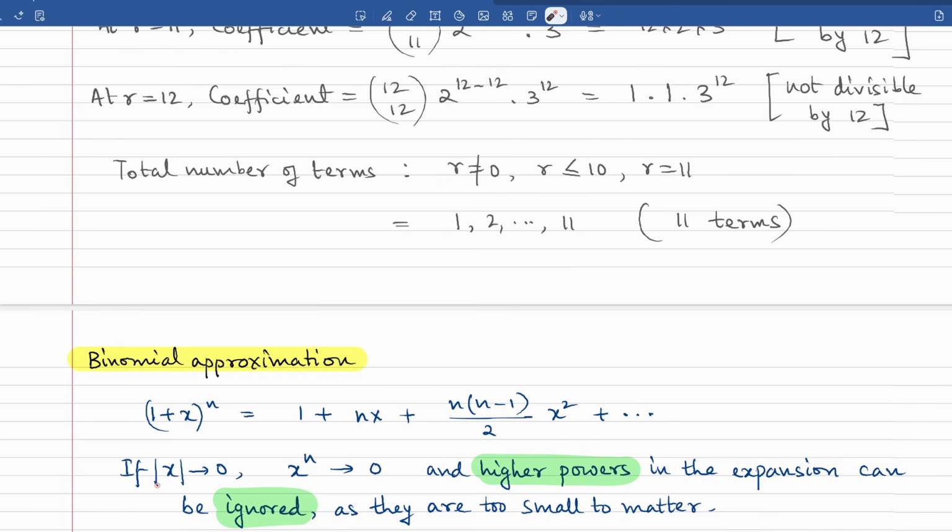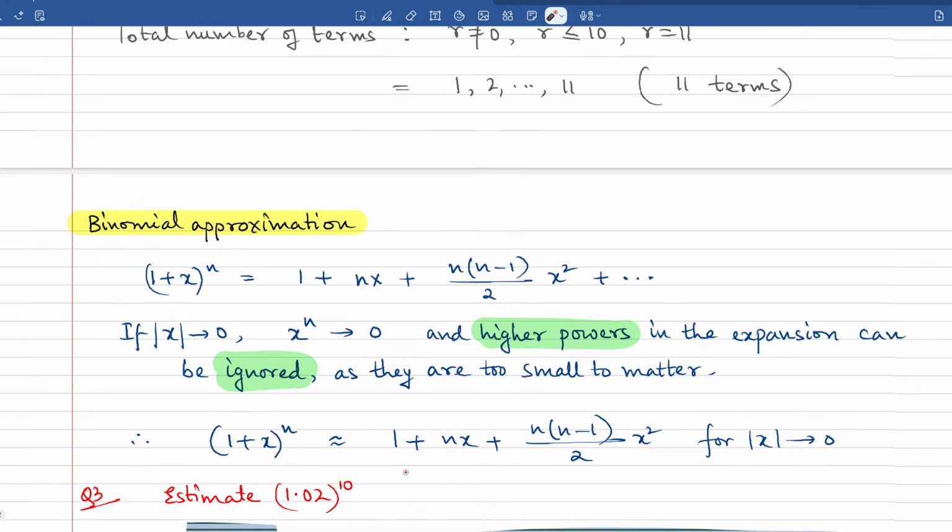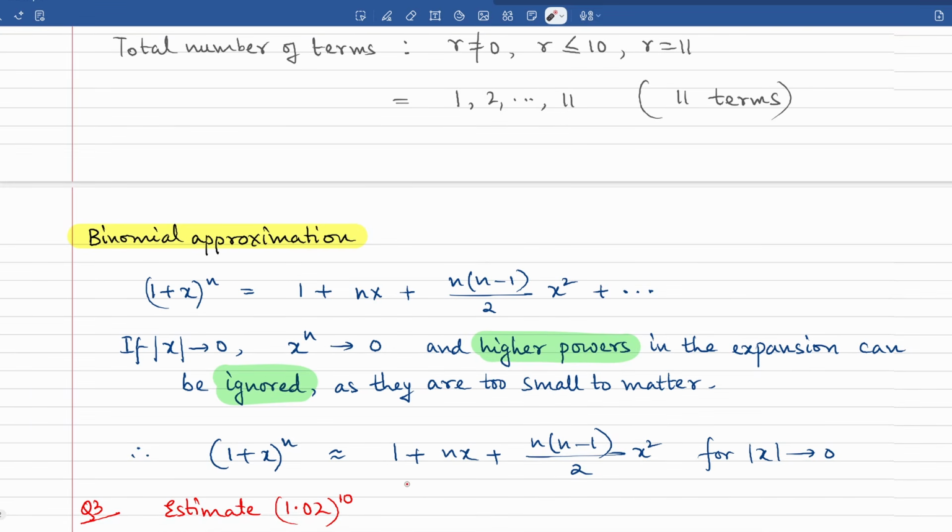Theoretically, we can say if modulus of x tends to 0, x to the power n tends to 0, and higher powers in the expansion can be ignored as they are too small to matter. We can write (1 + x)^n approximately equal to 1 + nx + n(n−1)/2 x^2 for mod x going to 0. In fact, in physics, you will sometimes see (1 + x)^n approximated to 1 + nx. Based on this formula, try to estimate 1.02 to the power 10.